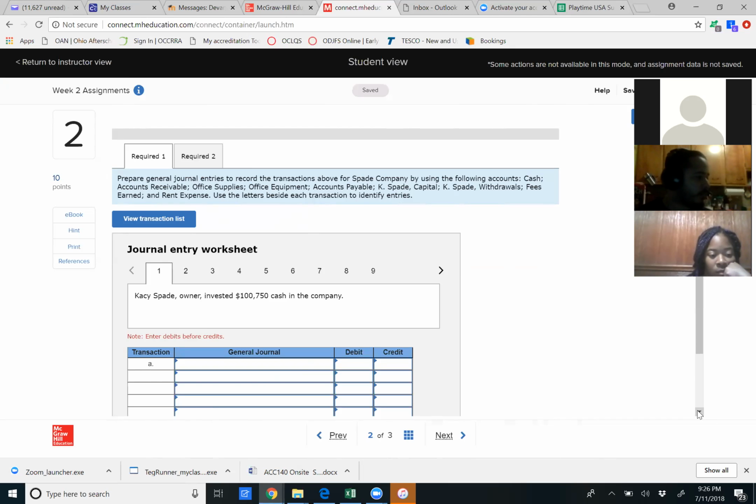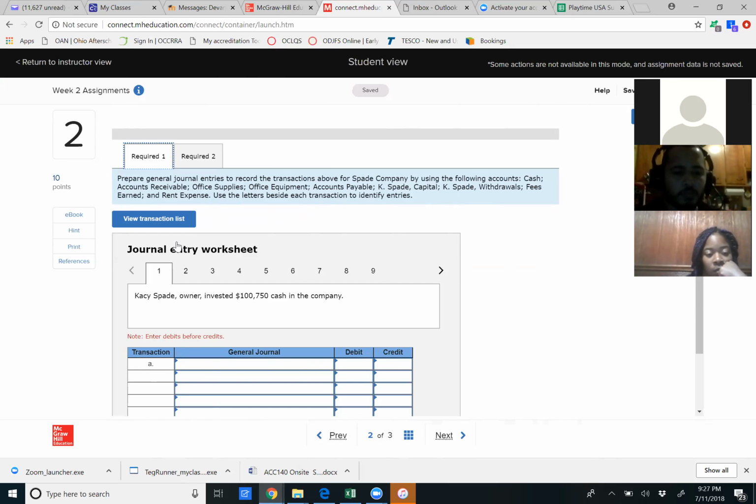So Casey Spade, who's the owner, invested $100,750 cash into the company. So I'm going to create the T table first because I just really enjoy my T tables because I know it's correct. So remember our dollar amount is $100,750. The first thing we need to do is figure out what accounts are impacted. So since she paid cash, we know it's going to be cash. And since this is an investment of the owner into the business, the other one is going to be capital.